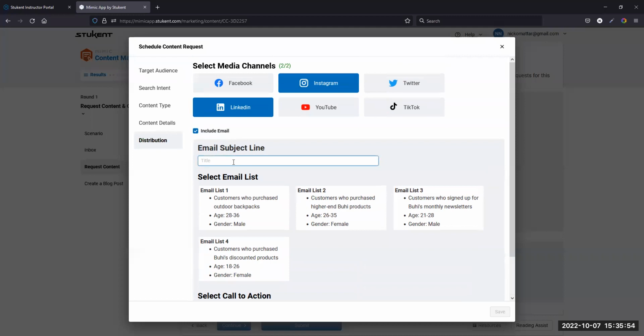In the email subject line, per best practices in the email chapter, you need to be really attention grabbing. And I would highly recommend including the keywords if you can. You could always just copy and paste the blog title. In this case, I'm not going to quite do that.